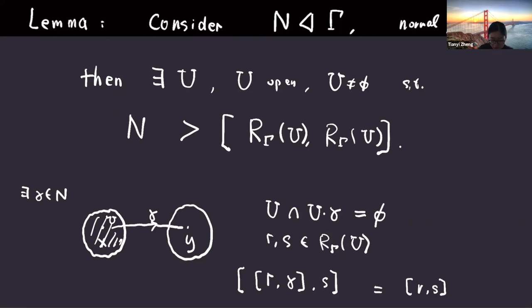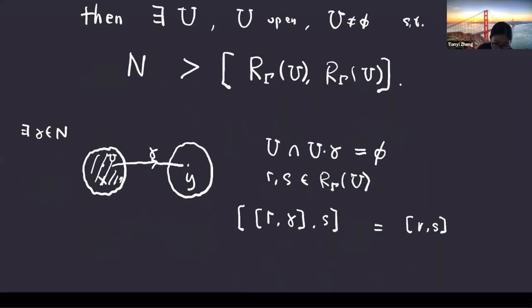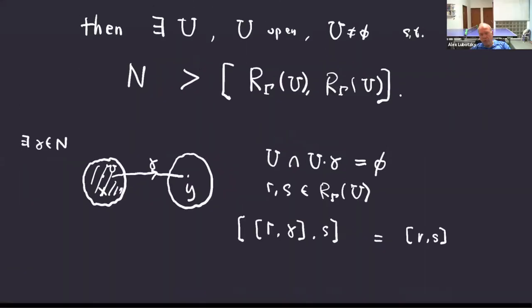So it's a very simple trick: you just observe where points go and get this inclusion of the derived subgroup, of the commutator, into N. Sometimes it's called the double commutator trick. It's a very classical trick, maybe observed already in the 50s or even earlier. So this lemma: you don't know that this R_gamma of U is non-trivial.